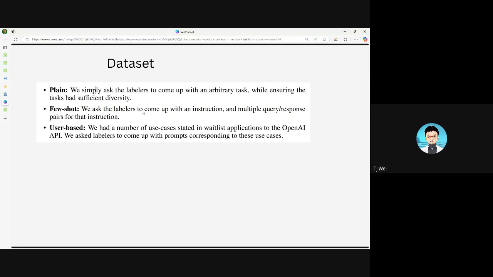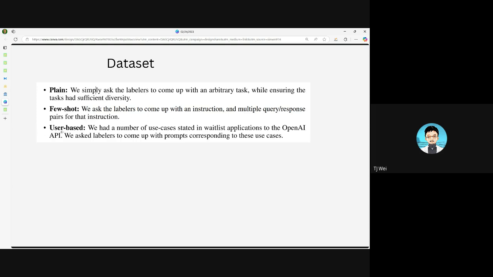The dataset, they have a lot of different considerations about what the dataset is. There are 3 different kinds. One is a plain dataset. They simply ask laborers to come up with arbitrary tasks. Because they wish the dataset to contain different categories of questions, they ask laborers to come up with arbitrary tasks, ensuring the tasks had sufficient diversity. And also, they ask laborers to come up with an instruction and multiple query response pairs for that instruction.